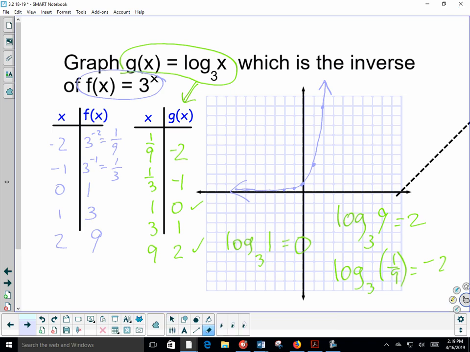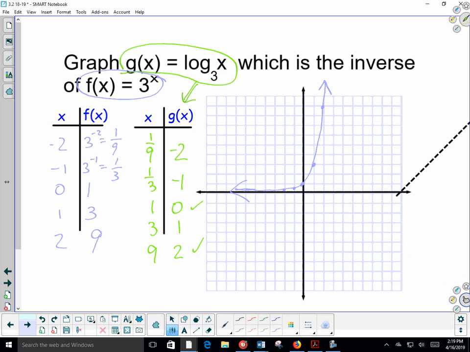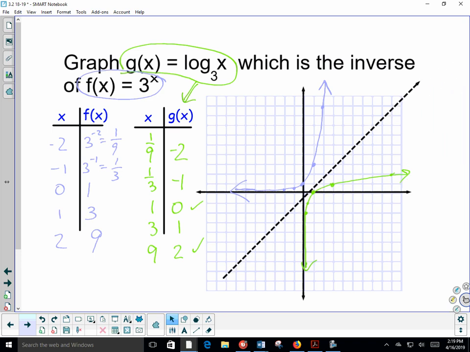So let me get rid of this so I can graph our function. If I'm plotting 1/9 goes to negative 2, that's right about here. 1/3 goes to negative 1. 1 goes to 0. 3 goes to 1. 9 goes to 2. And I'm getting this graph looking like this. If you remember from chapter 1, the special thing about the graph of an original function and the graph of its inverse is that they are mirror images over the line y equals x. Do you agree that this is a mirror image of this one over the line y equals x?